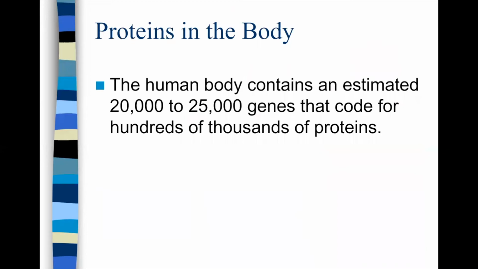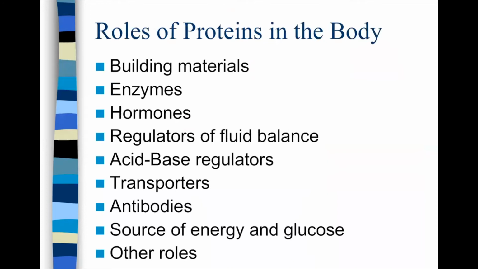We have a lot of proteins in our body, and it is our genes and our DNA that code for our proteins. So it's our genetic code that allows us to make all of these proteins. Roles of protein. The roles of protein are really, really important, and they're really crucial to life.